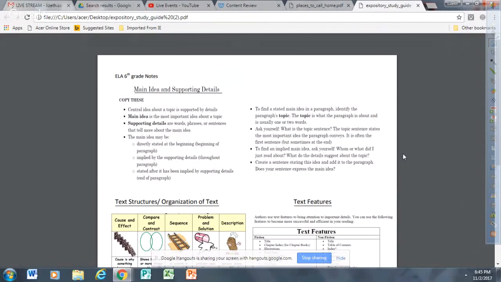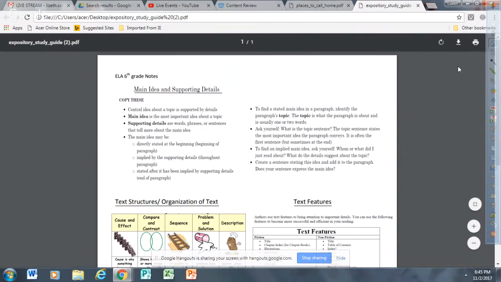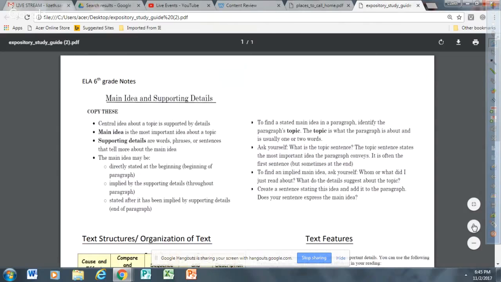Study guide, and realize that I am going to go over all of this. Okay, so right now we have the ELA notes. I'm going to make this a little bit larger so it could be a little bit larger.